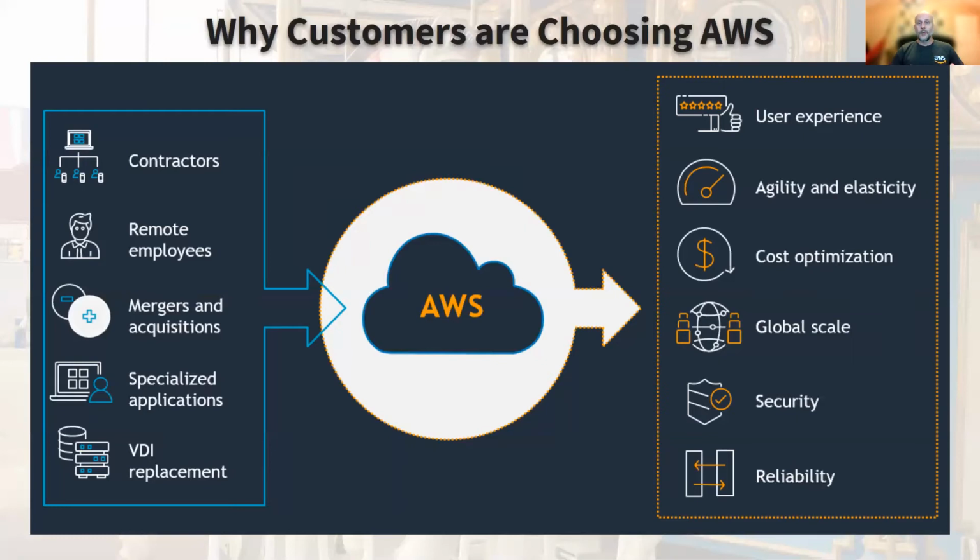And finally, reliability. Because of the redundant nature of everything in the AWS infrastructure, we have 7 times less downtime than our next closest cloud provider.